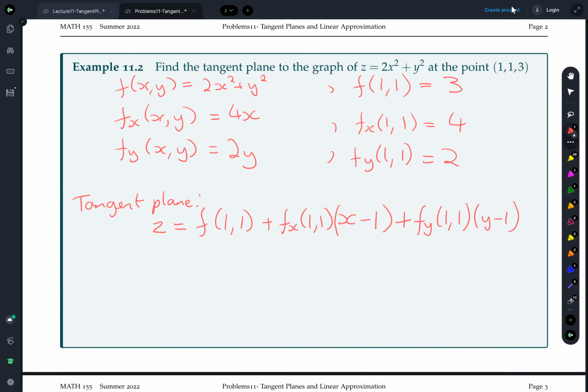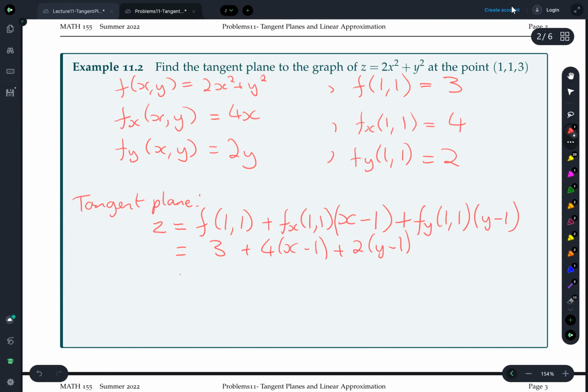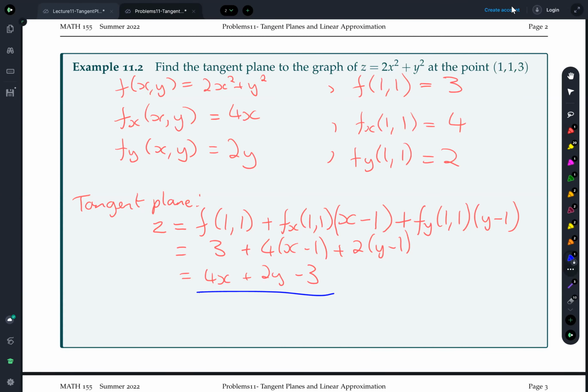So if you evaluate this, substitute in all of those values that we had before. So 3 plus 4 times by x minus 1 plus 2 times by y minus 1. And you can simplify that further to 4x plus 2y minus 3. If you're just writing down a tangent plane like this, it's good to write it in its simplest form. Z is equal to 4x plus 2y minus 3.